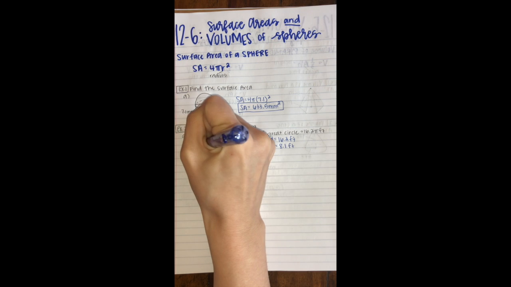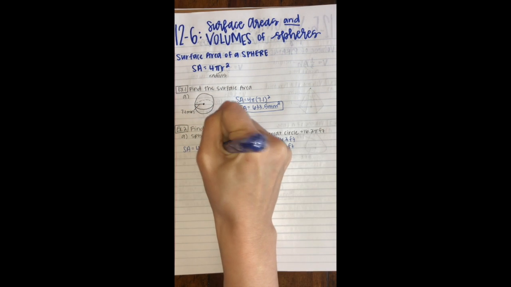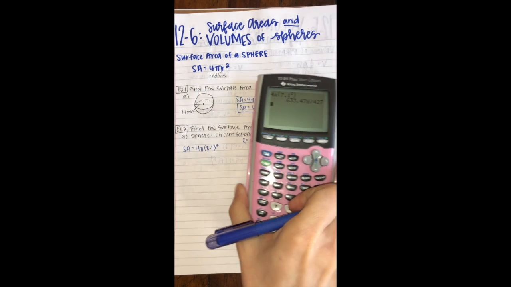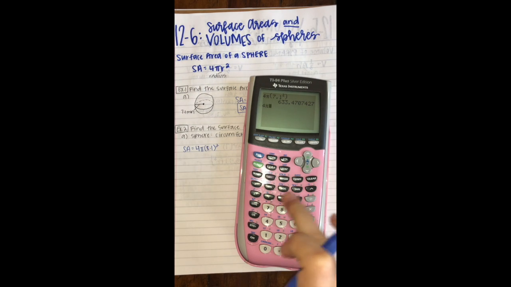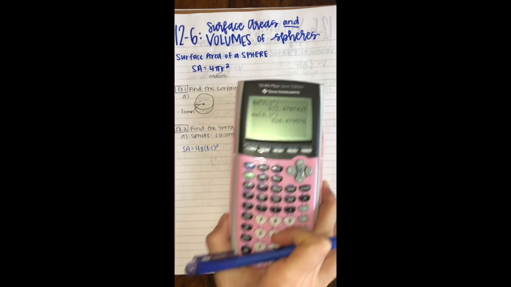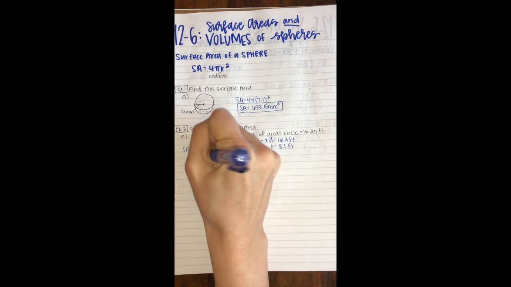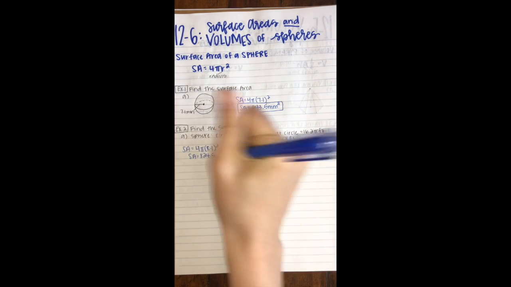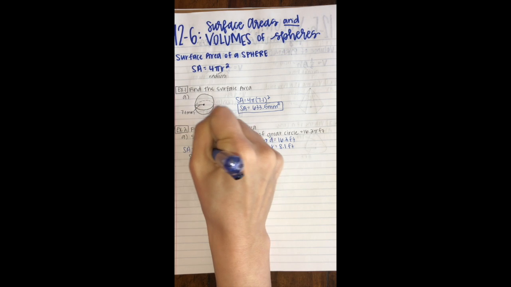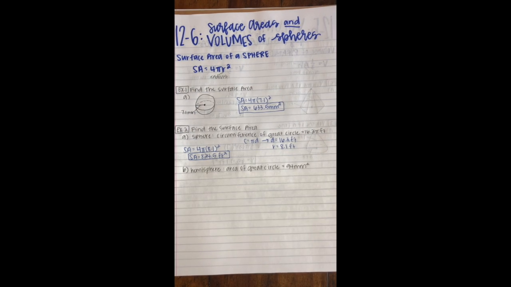So it's 4 pi r, 8.1 squared. So we would do 4 pi 8.1 squared, and our surface area would be 824.5. Our units were feet, so feet squared, again, because surface area will be squared. Okay, so now we're doing it for a hemisphere.